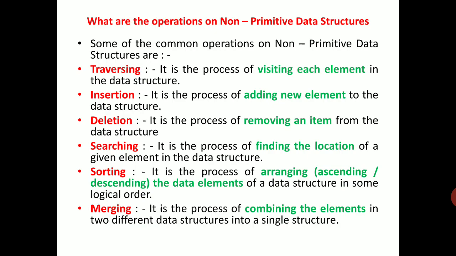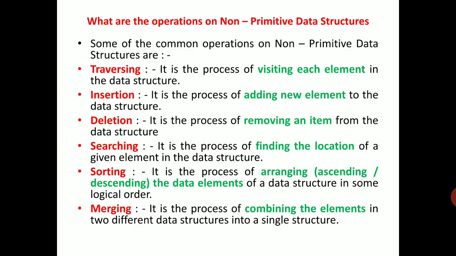Traversing is the process of visiting each element in the data structure. Insertion is the process of adding a new element to the data structure. That means we are going to add a new element. Deletion is the process of removing an element or item from the data structure. Searching is finding the location. Sorting is arranging the data elements in some logical order, like ascending or descending order.